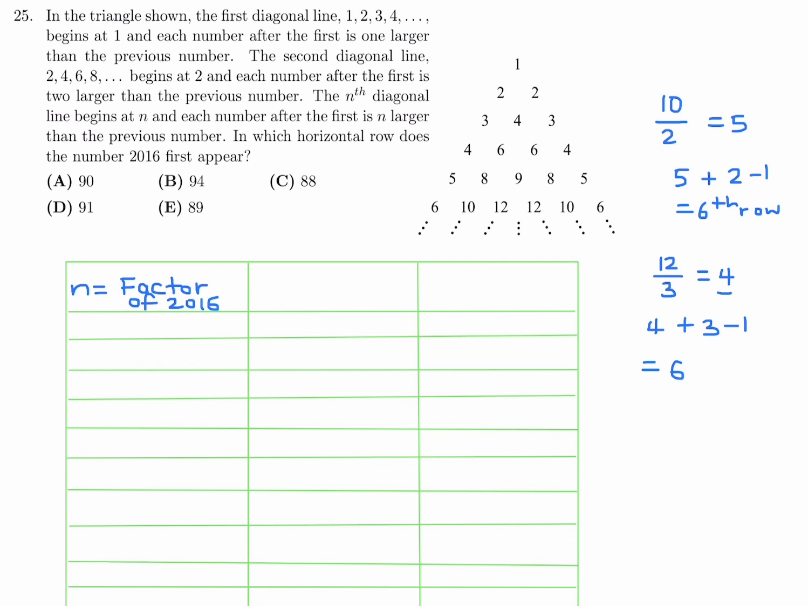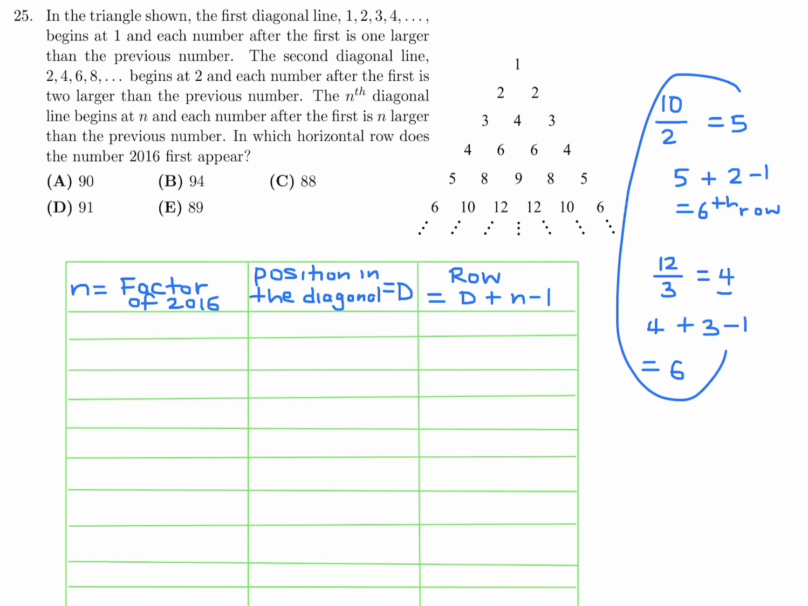The next column in this table is the position in the diagonal. So for example, if I said to you, what position is that in this diagonal? Well, it's the 4th position, right? 1, 2, 3, 4. If I said to you, what position is this in the second diagonal? Well, it's the 1, 2, 3, 4, 5th position. So I will call that D. And then finally, we have to figure out the row. And the row is given by D plus n minus 1, exactly what I did over here.